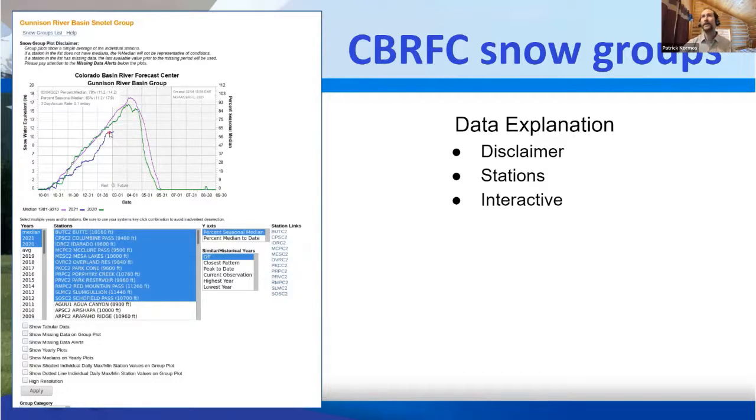So this one here is the Gunnison River Basin group. It's got less than 10 stations. It's very interactive. You can choose what years you want to display. You can add or take out different SNOTEL sites.